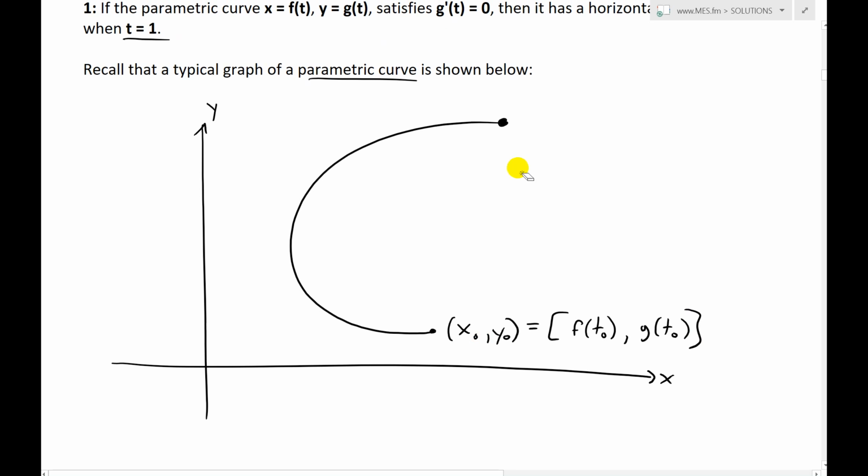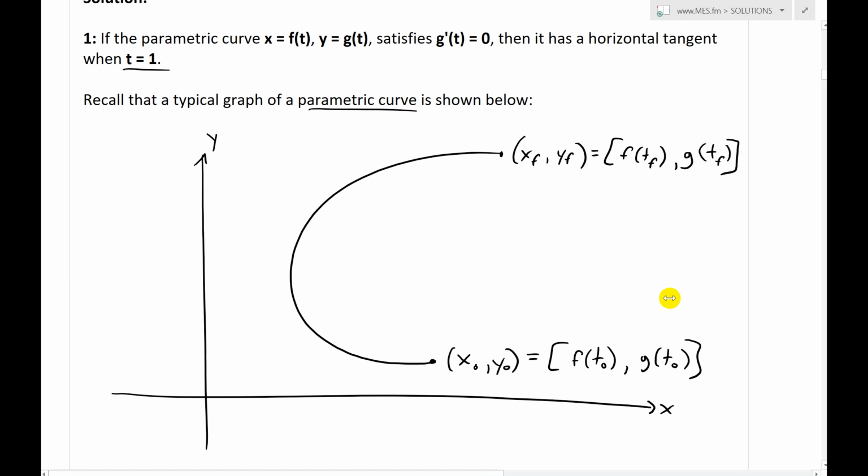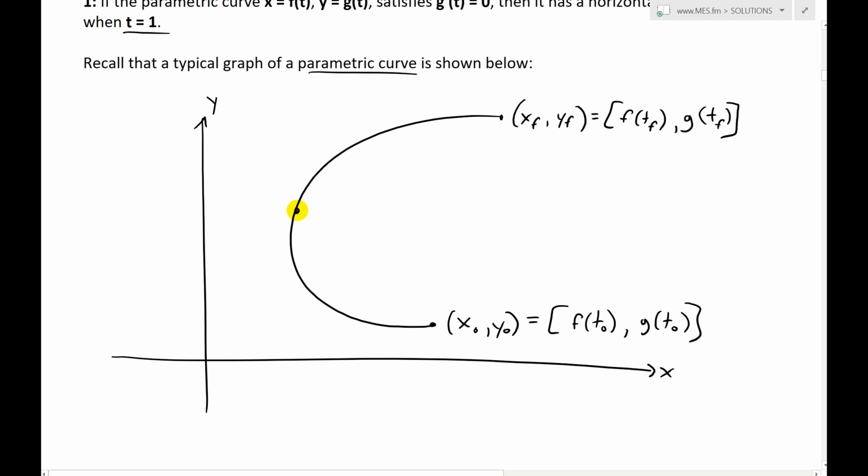And then at this endpoint here, we could call this the final point of the parametric curve. This is x_f, so final, y_f, and this equals f of t_f. So you just plug in that parameter inside the function f, and then g for the y coordinate, g of t_f, like that. Alright, now that we have the endpoints, a generic point would just be x, y, equals f of t and g of t, like that.